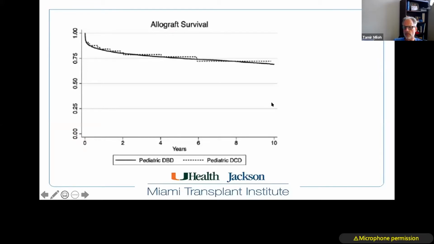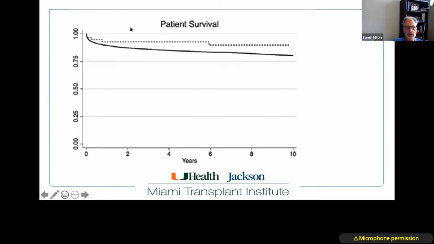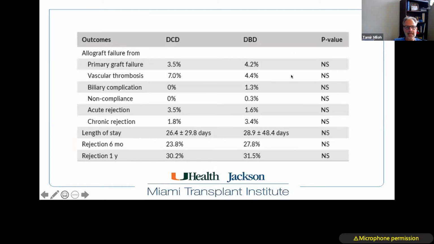But this is probably the most important slide. If you look at the allograft survival over time, you can see that it is definitely comparable between DCDs and DBDs. And when you look at graft survival, even the DCDs, although it was not statistically significant, had improved patient survival over 10 years. And what were the causes?